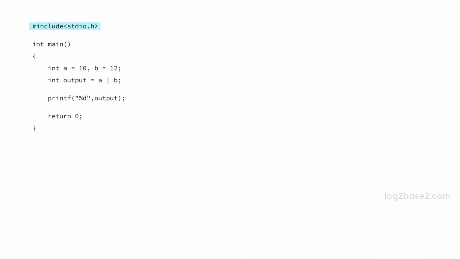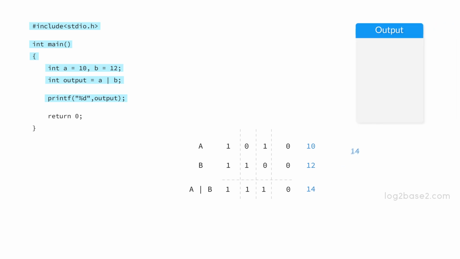Now see the code to implement this. In the main function, we are declaring two integers a and b which are equal to 10 and 12. Then we are calculating the output equal to a bitwise OR b. The bitwise OR operation will be performed and the result will be stored in output. Now we are printing the value of output, which will be equal to 14. So that's it.